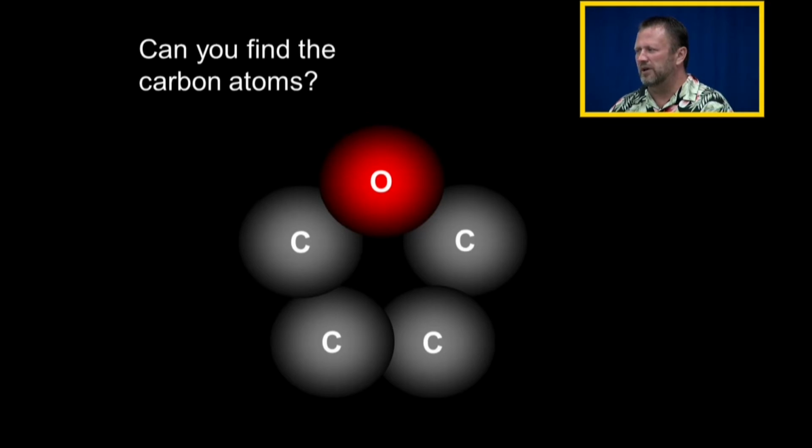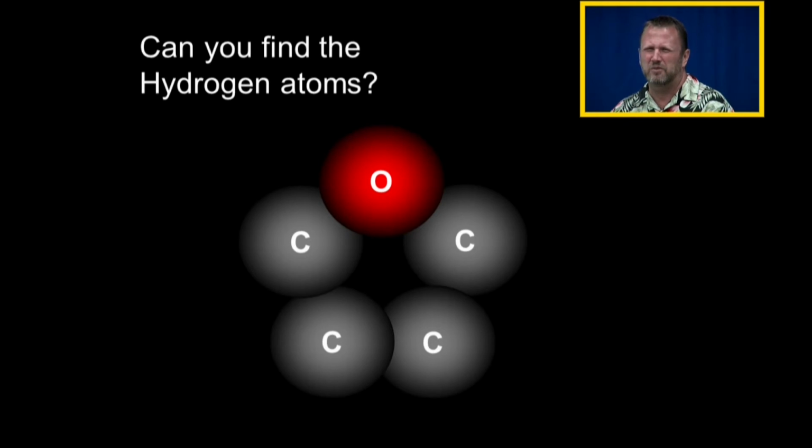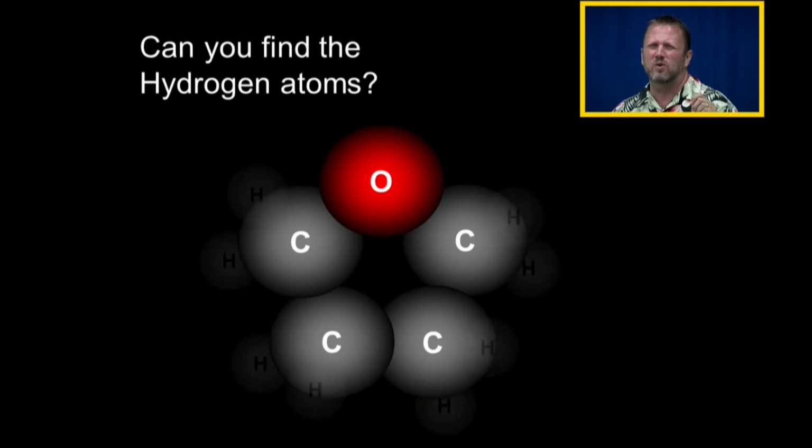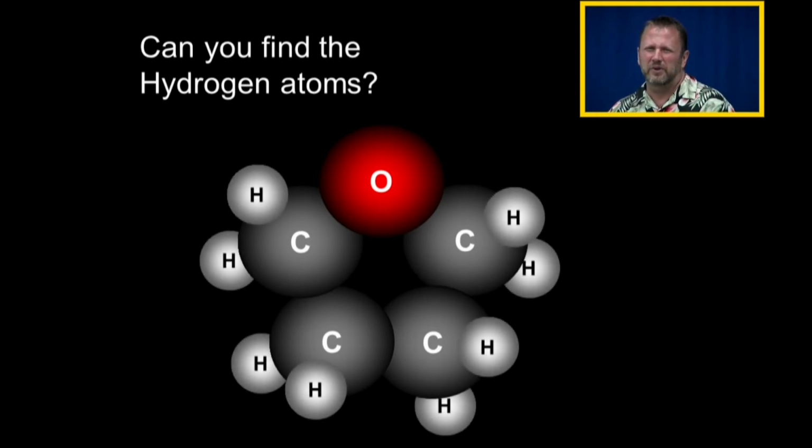Now, each carbon needs to make 4 covalent bonds. Notice the oxygen's bonded with 2 carbons, but the carbons are only making 2 covalent bonds. They need to make 4. So that means that's where the hydrogens are. So this is what it'd look like if they sit around and spend a lot of time with PowerPoint.